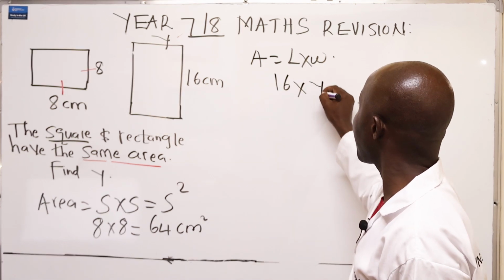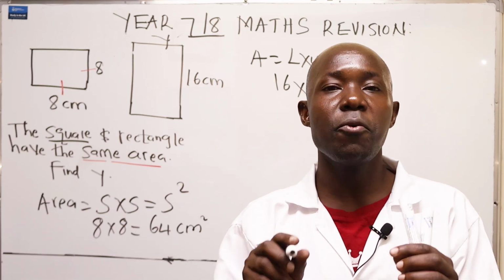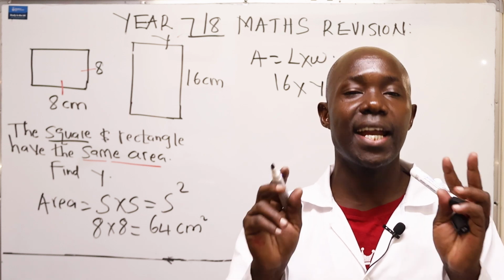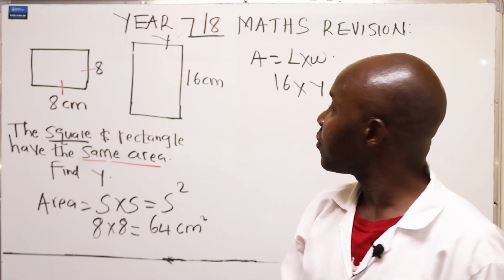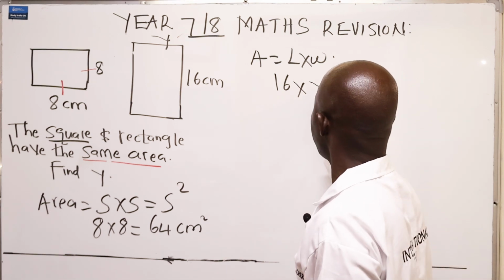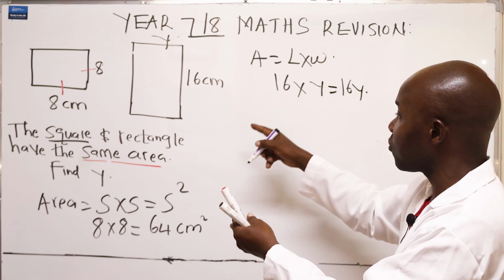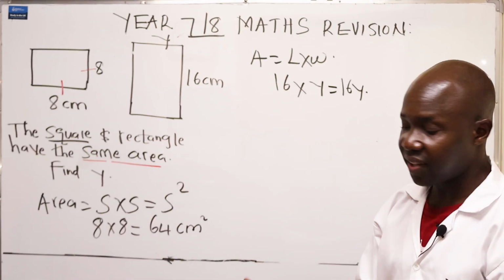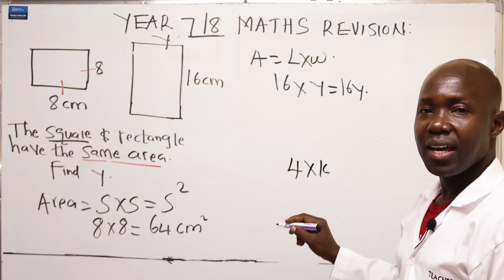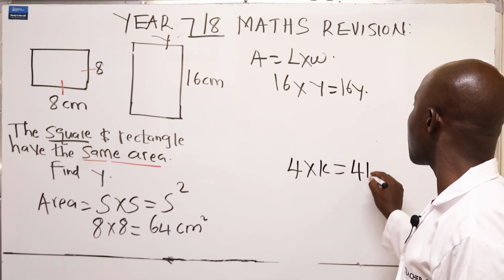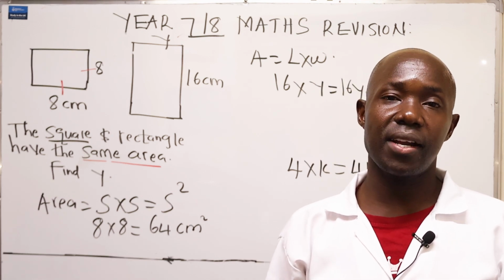So if you multiply by y, and remember this before we proceed, whenever you multiply a letter and a number, that brings the concept of algebra. For example, 16 times y becomes 16y. Before we go ahead to solve this question, I just want to explain this. If somebody tells you, for example, 4 times k, the answer is always 4k. I'm trying to generalize my explanation because here we are revising.